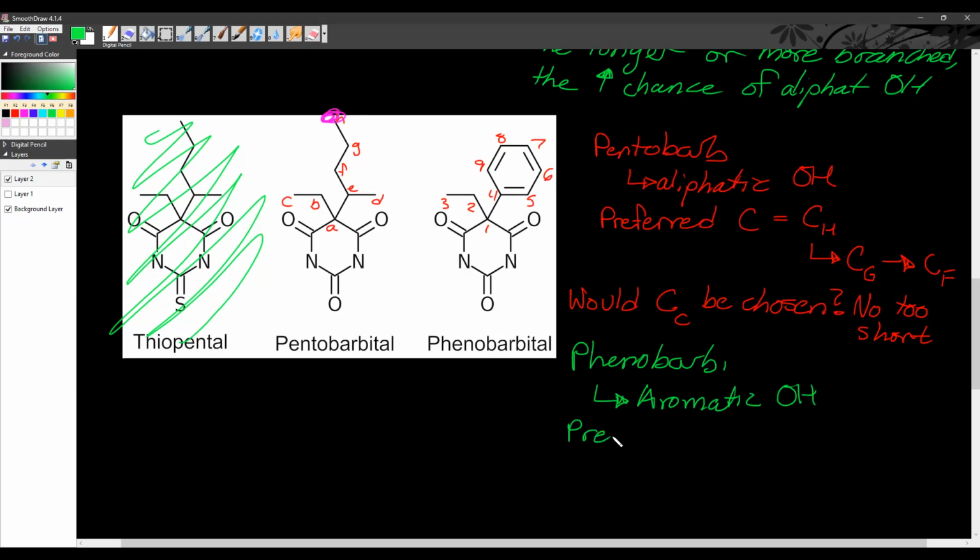What is the preferred carbon for metabolism of phenobarbital? Carbon 7. Yeah. Why? Because it's para to the drug. If it can't go through carbon 7, which carbons will it choose next? Yeah. For all you guys have to know, it's going to choose 5, 6, 8, or 9. You don't have to determine which one is better. You just need to know that it is the non-preferred carbon. That's all it is.